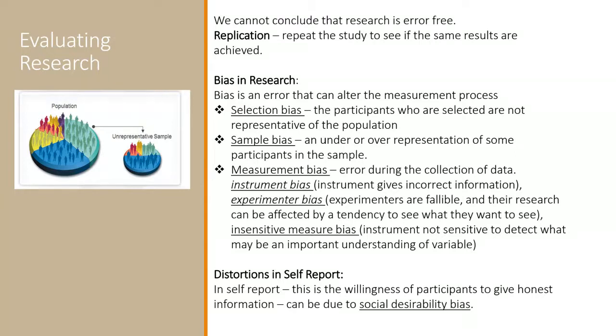Measurement bias could be an error in collecting data. The experimenter bias, the researcher themselves can be fallible. They could be open to the other biases we spoke about, seeing what they want to see. And the measure, what you're actually using, the measure itself could be not quite sensitive enough. And again, distortions in self-report, especially if doing questionnaires or interviews, just always remember, are people saying what they want you to hear? And that's always something that comes with research and interviews, there's a social desirability bias. Are people saying what they think I want them to hear?